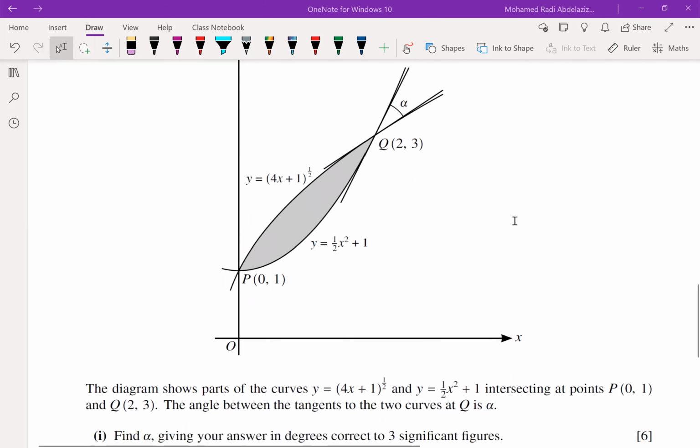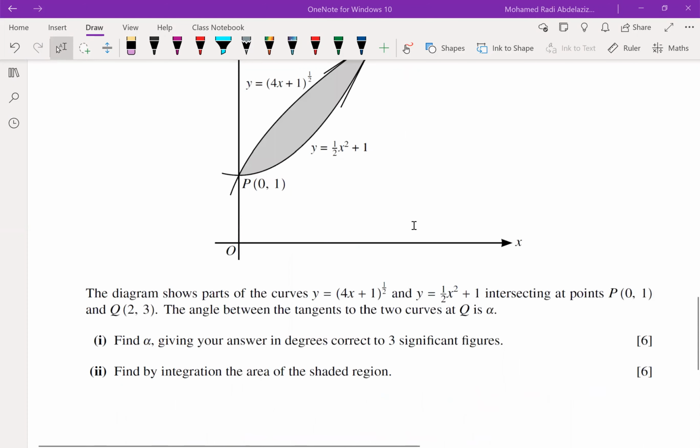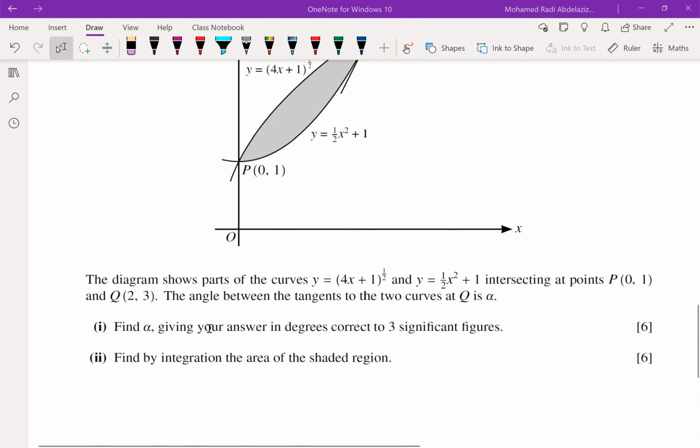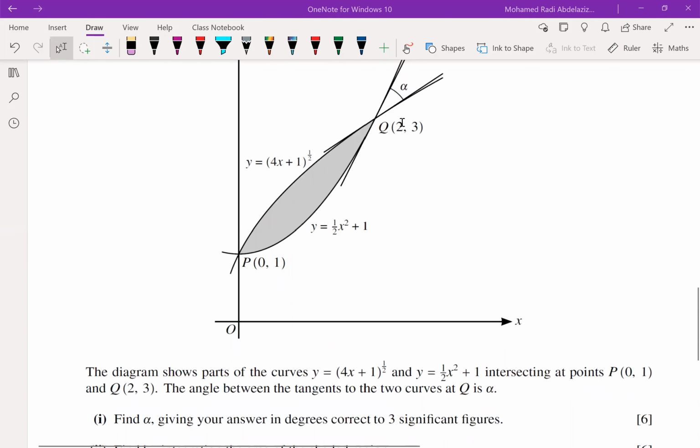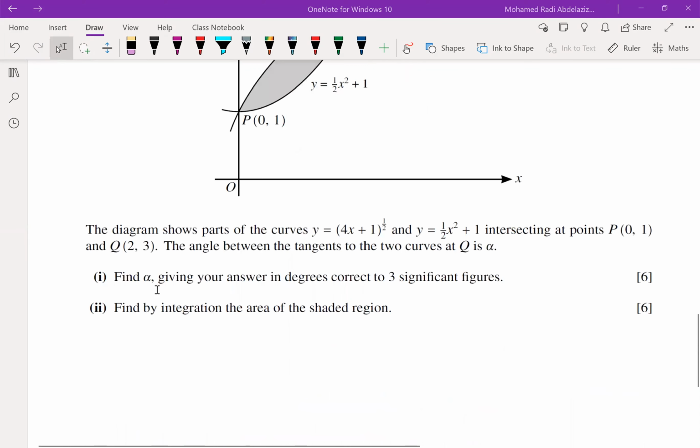If these two points were not given, you would have to solve the equations simultaneously and get the values of x and y for P and Q, but the values of P and Q are given. Find alpha, the acute angle between the two tangents to the curve at Q. Find alpha, giving your answer in degrees correct to 3 significant figures.